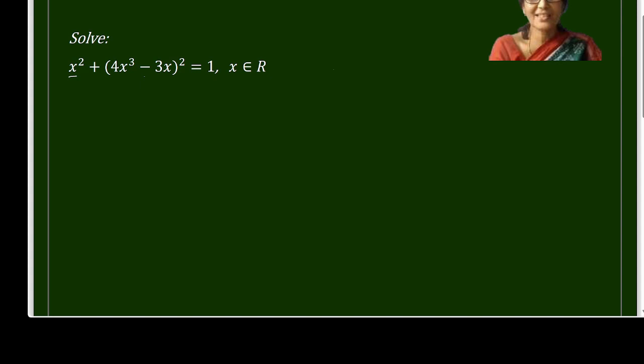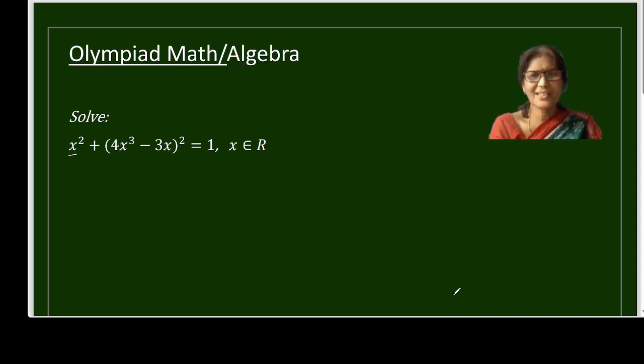So today's math challenge is one equation from algebra. We have to solve it. But the problem is the equation is (x² + 4x³ − 3x)² = 1, where x is a real number. If I expand this, I'll get an equation of power 6, which is difficult for me to solve. So I am thinking to use trigonometry.